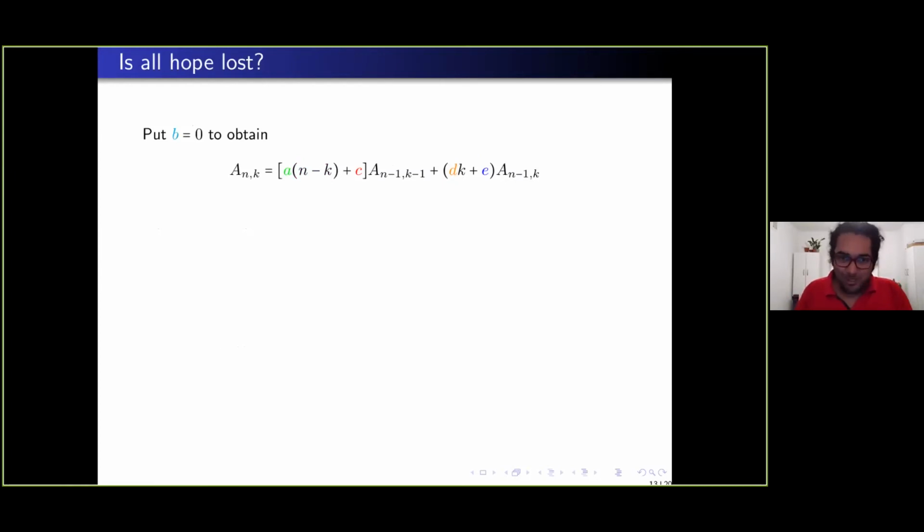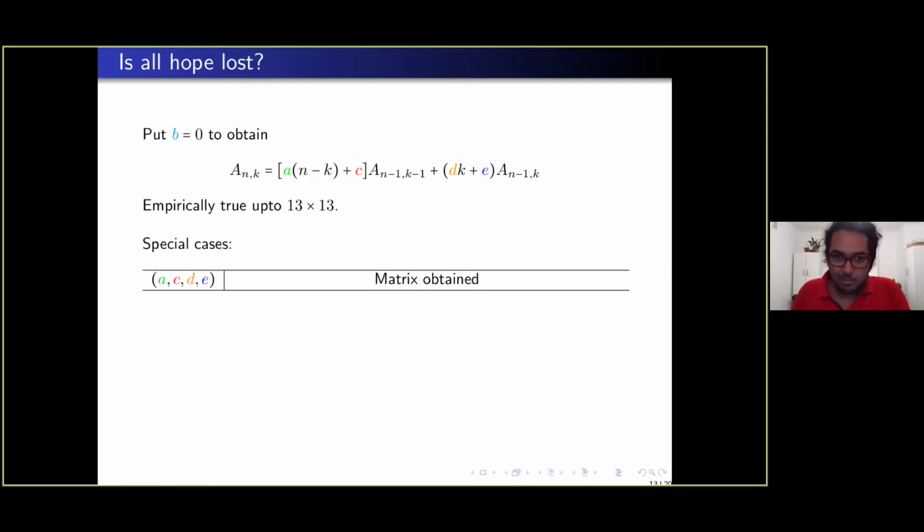However, is all hope lost? Not really. We have another candidate. We can put b equals 0, and we obtain this recurrence. And this seems to be true till 13 cross 13, we've checked it.